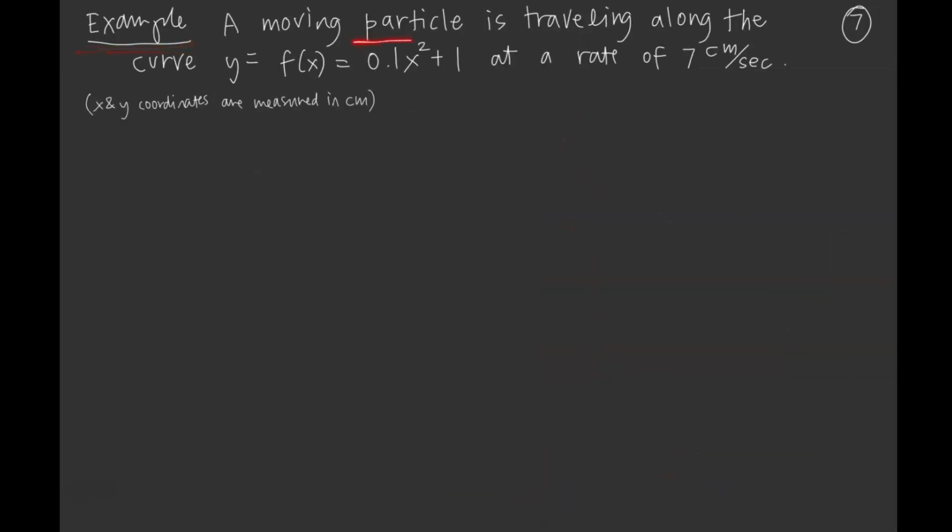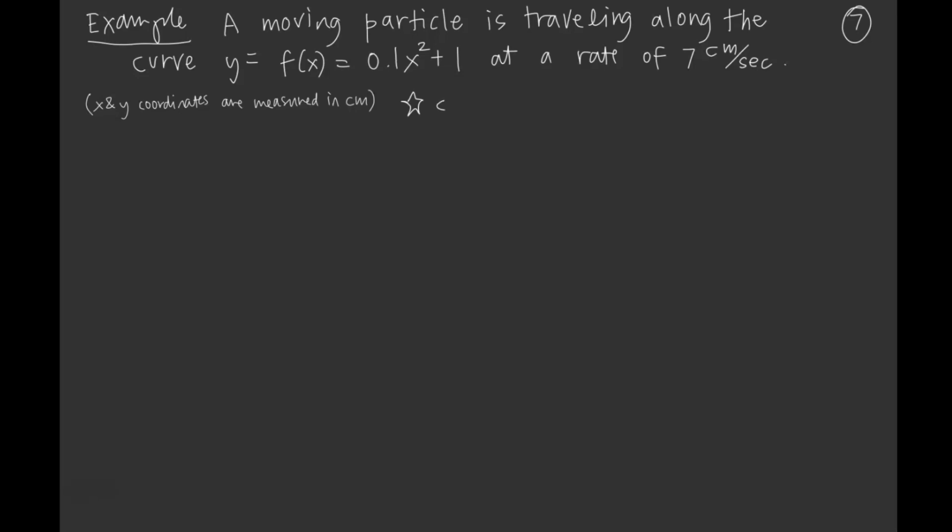A moving particle is traveling along the curve y equals f of x equals 0.1x squared plus 1, at a rate of 7 centimeters per second. And the x and y coordinates are measured in centimeters. So just a note, this function is not a position function. It is the actual path that the particle is traveling.